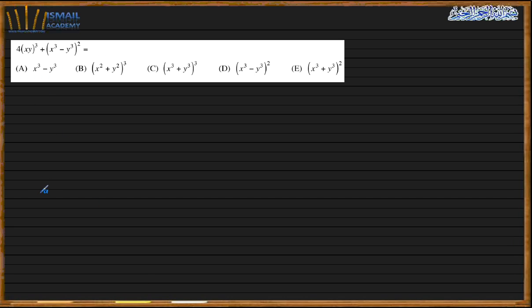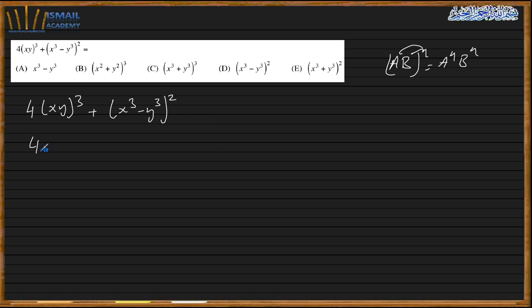So here they ask me to evaluate this. So I have 4xy cube plus x cube minus y cube, squared. So here I distribute the exponent. I use the property that if I have ab to the power n, I just distribute, so it's going to be a^n b^n. So it's going to be 4x cube y cube.